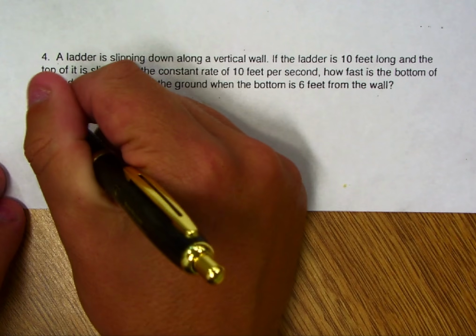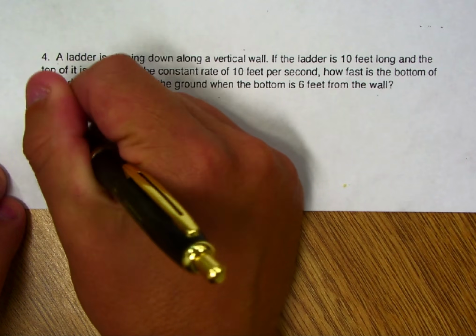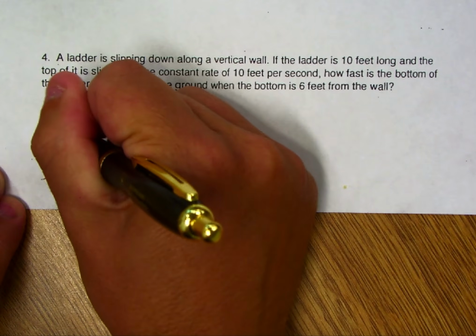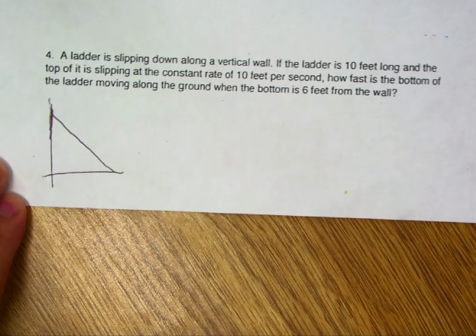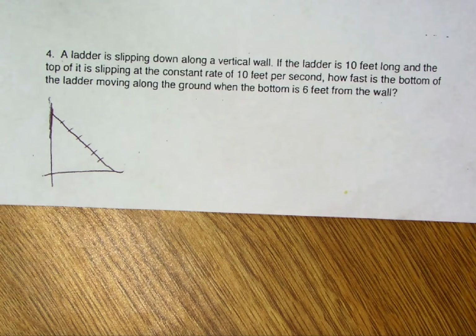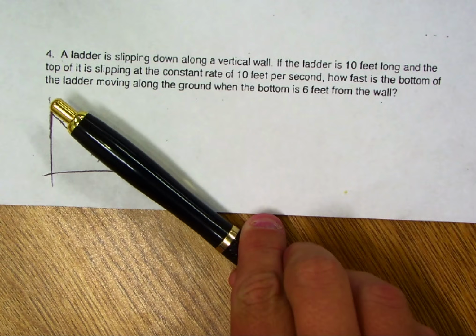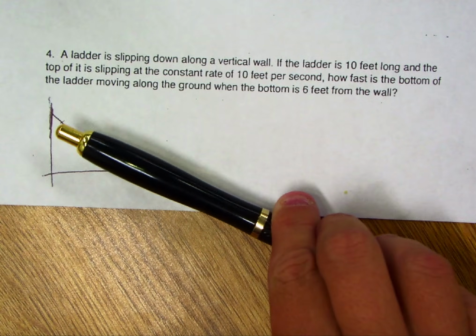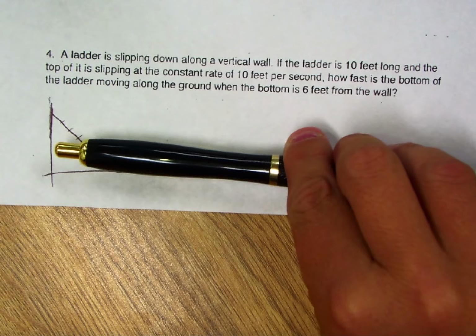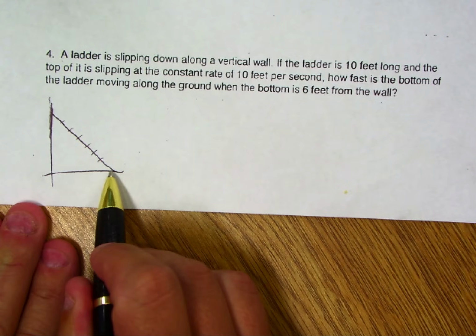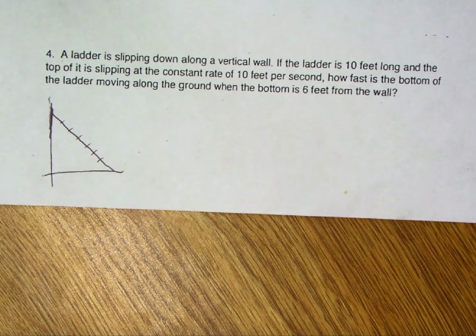So we basically have this ladder leaning against a wall. Your picture doesn't have to be too great, but here's a ladder. There's my ladder climbing up. And what's happening is, imagine my pen's the ladder. The top is slipping down, which means the bottom is sliding out. Imagine this ladder slipping down the wall, and the bottom is going out this way, to the right.